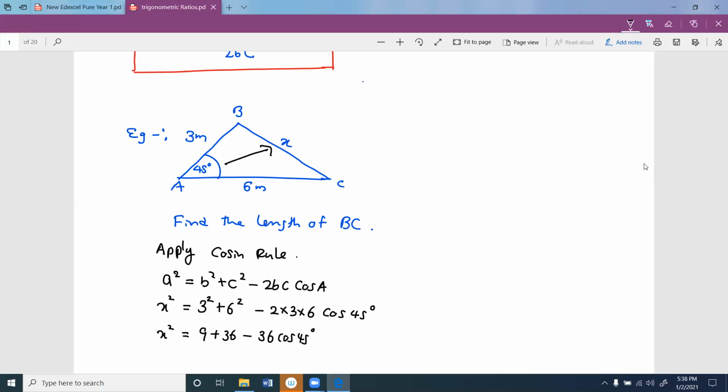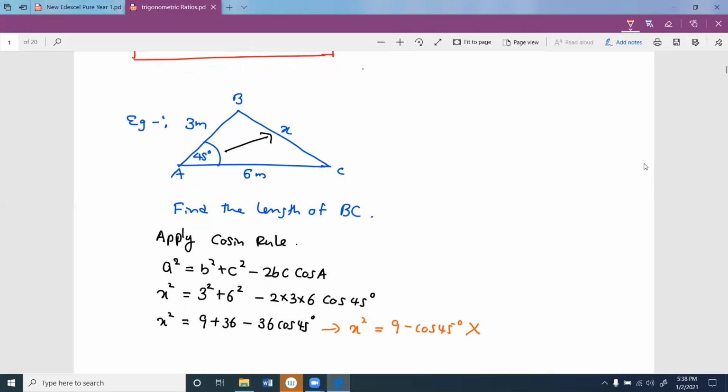This is the mistake the students make. I'll use a different color to represent that mistake. They write x squared is equal to 9 plus 36 minus 36. They just cancel the plus 36 and minus 36, and write 9 minus cos 45. You have to understand that this 36 is originally 36 cos 45, therefore you cannot do this. This is totally wrong, right?